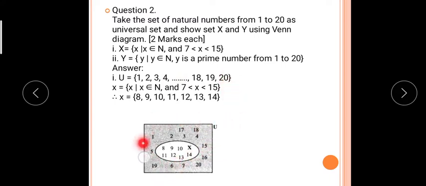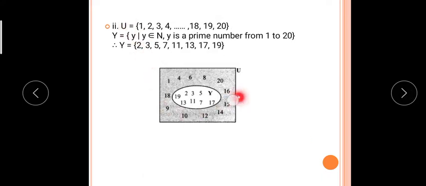So firstly draw the rectangle, and draw one oval. X has how many elements? You have to mention 8 to 14 in set X, and all the remaining elements you have to mention in the rectangle. Remember, don't repeat the numbers which are in set X. If you write 8, 9, 10 outside as well, then it is wrong. Okay students, next. Second, same question but only the Y set is given. Now you have 1 to 20. Y has the elements which belong to natural numbers and which are prime numbers from 1 to 20.